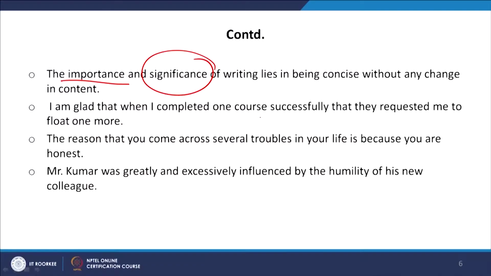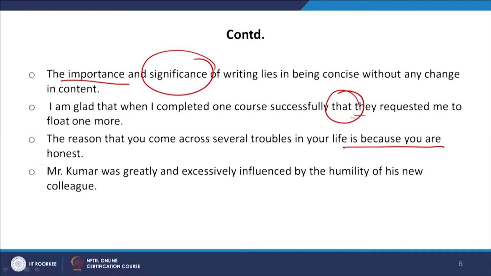Again, in the second sentence you will find: I am glad that when I completed one course successfully, they requested me to float one more. Why this, that? Why have you used that? So let us delete this in order to be effective. The reason that you come across several troubles in your life is because you are honest. Such sentences which appear to be long, this is just a sample, you can make short simply by cutting some of the words but without sacrificing the meaning.